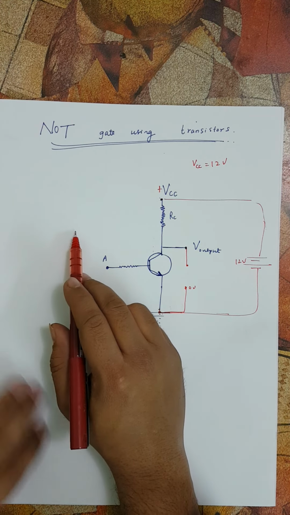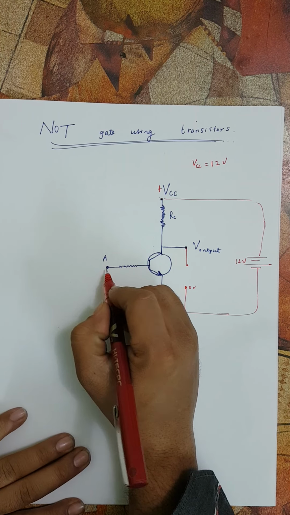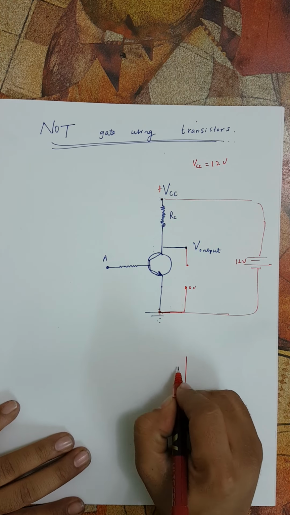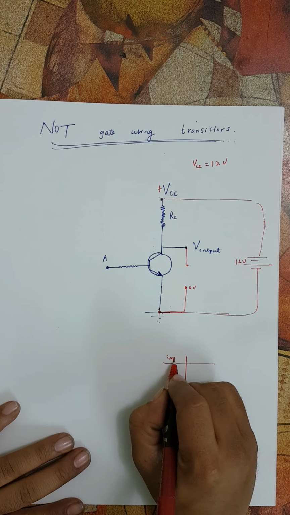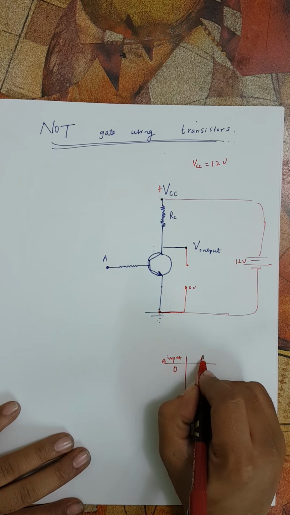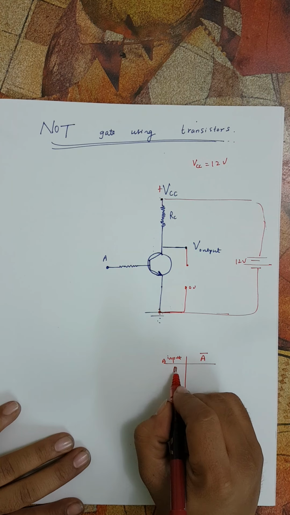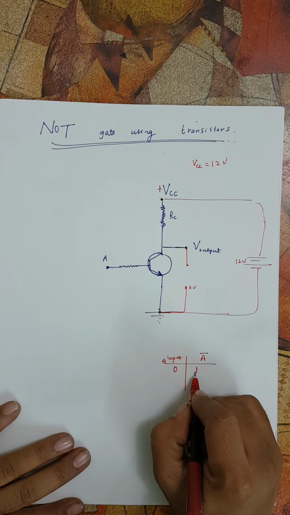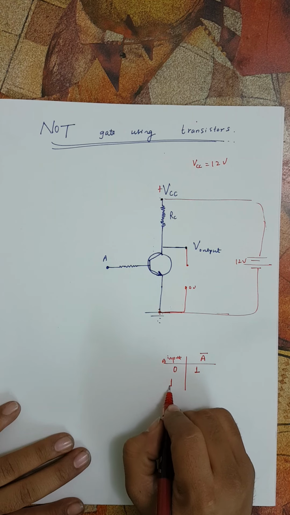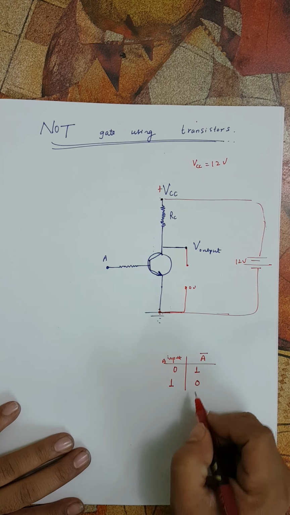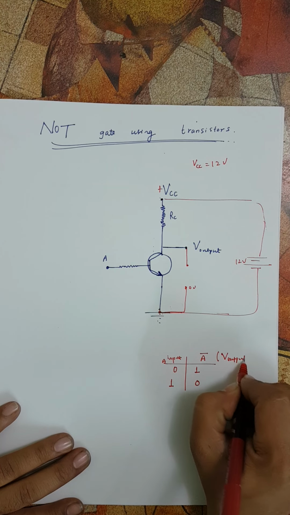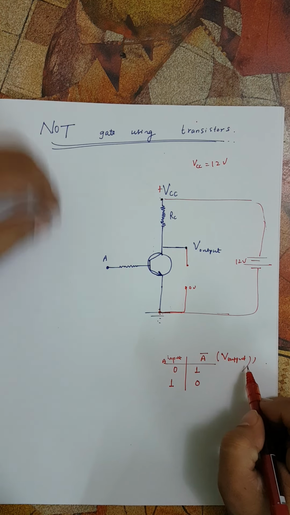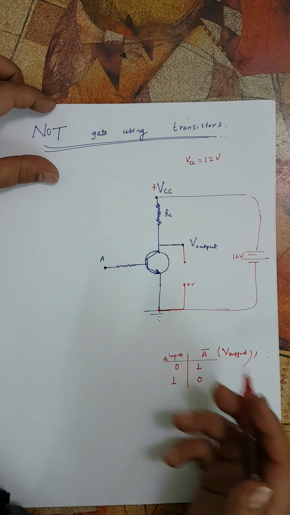Now this is a NOT gate. So what is a NOT gate? A NOT gate means when the input voltage is low, this is the input, which is A, NOT A is represented by A bar. When the input voltage is low, the output voltage is high, and when the input voltage is high, the output voltage is low, and this is the output, which is VO. Now let's understand how it is working and why it can be called a NOT gate.